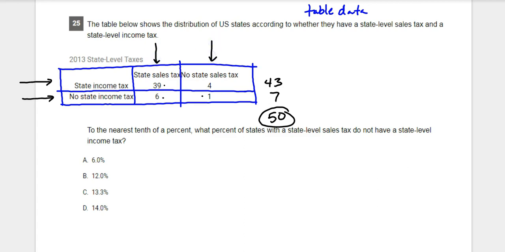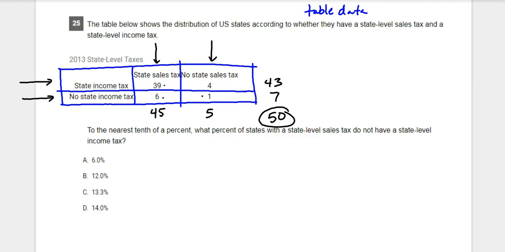So state sales tax, it looks like 39 plus 6. It looks like 45 states have a sales tax. I know here in Michigan it's 6%. Some states do not have a sales tax. Like I don't think Montana does. I don't think Alaska does. There's 5 of them though, I guess, that don't. And no sales tax, there are 5 without the sales tax. And if you add up going across, that's 50 as well.